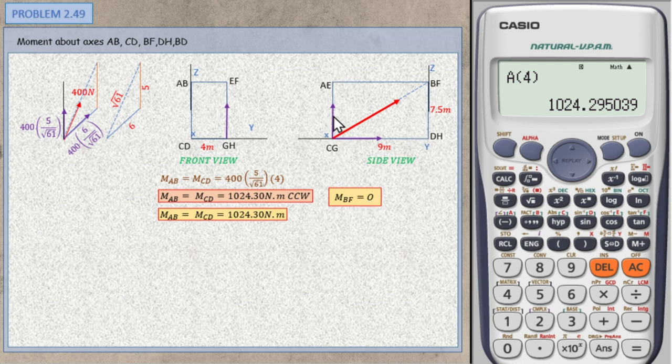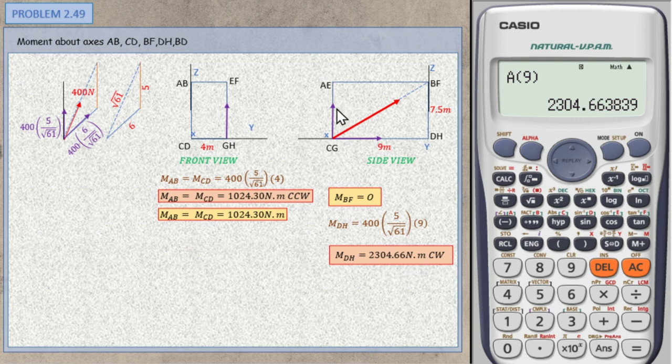So, how about our DH? What we can see is we have a perpendicular distance at our force of z component, but for the x component, this 9 meter is parallel to our z component, so the moment of this one is zero, and we can just use the z component. So our z component multiplied by its perpendicular distance 9 meters. I already stored our z component at A, and I will just multiply it by the perpendicular distance 9 meters. So it will give us an answer of 2304.66 newton meter in clockwise direction.